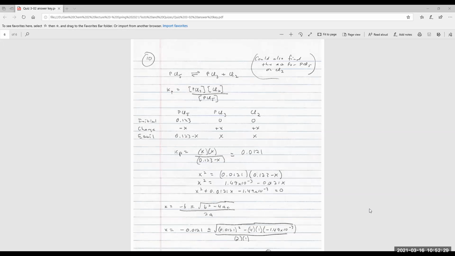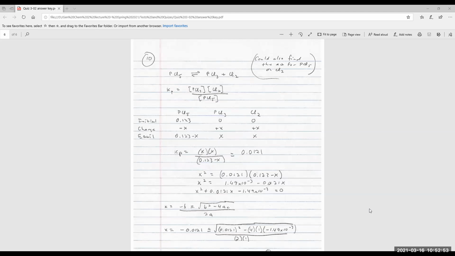So what we're going to do is write the equation. It's the same equation that was in number 9. So we had that already, PCl5 going to PCl3 plus Cl2. And we write that equilibrium expression. It's PCl3 times Cl2 concentration divided by PCl5.